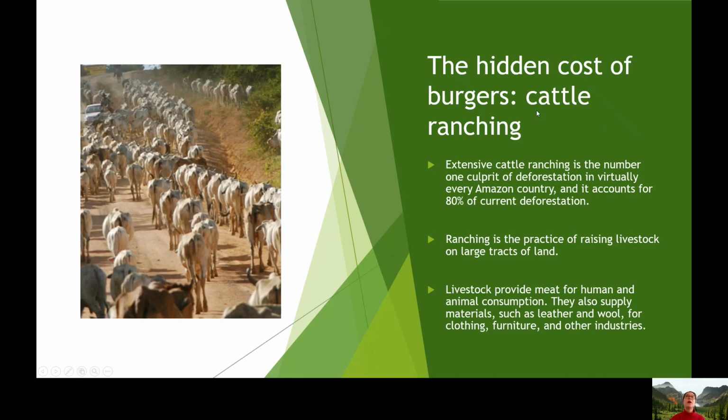The hidden cost of burgers, cattle ranching. Extensive cattle ranching is the number one culprit of deforestation in virtually every Amazon country, and it accounts for 80% of current deforestation. Ranching is the practice of raising livestock on large tracts of land, and livestock provide meat for human and animal consumption, and they also supply materials such as leather, wool, clothing, furniture, and other industries.